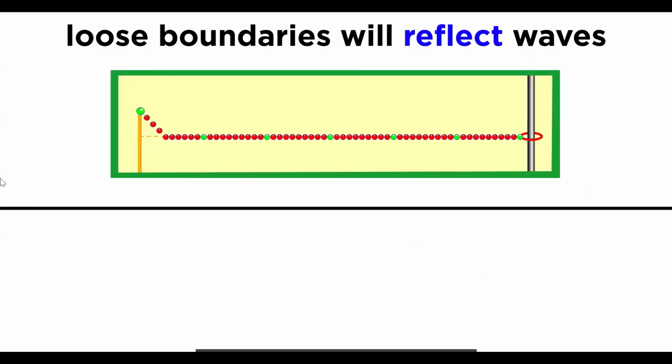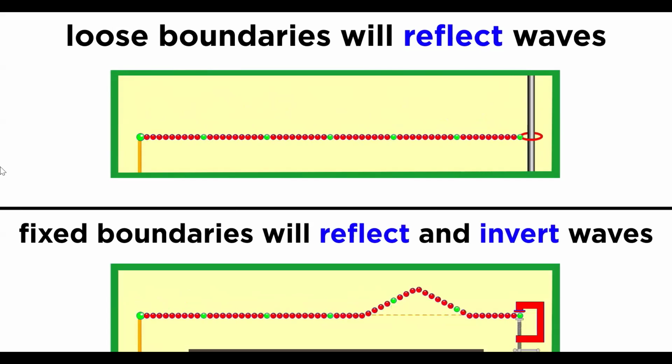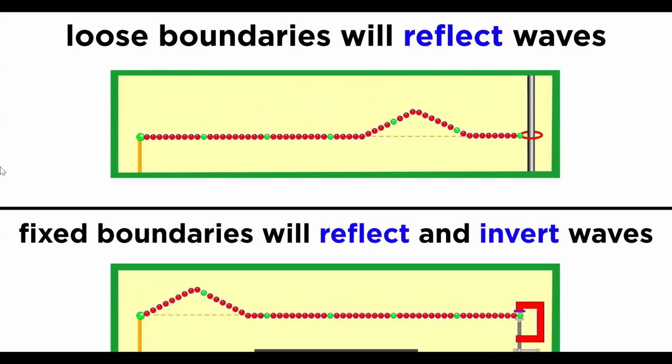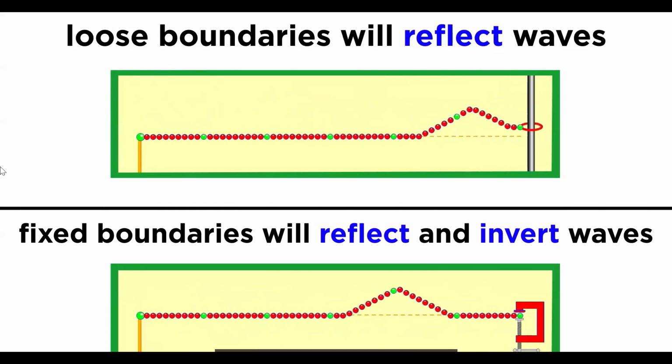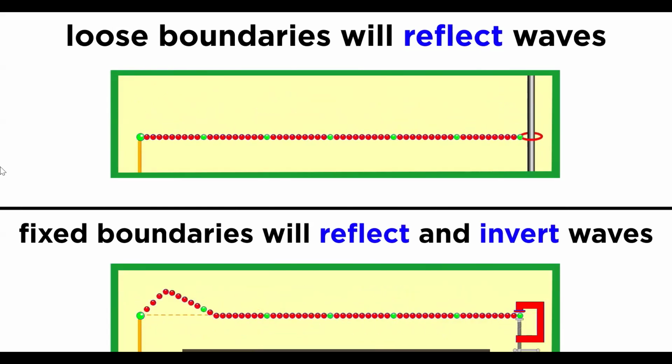We also want to understand what happens when waves hit a boundary of some kind. If a boundary is free to move, waves will be reflected, bouncing back in the opposite direction, but maintaining the same amplitude. If instead this boundary is fixed, waves will be both reflected and inverted, bouncing back in the opposite direction, but now with amplitude of the opposite sign.